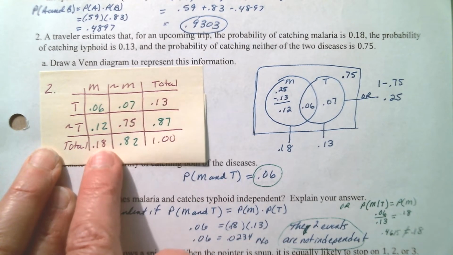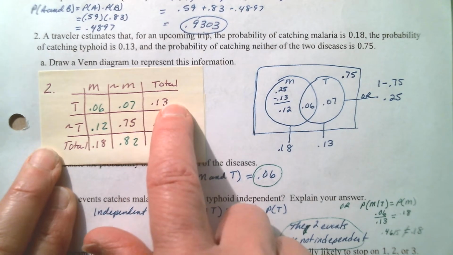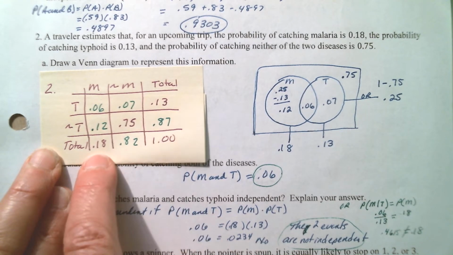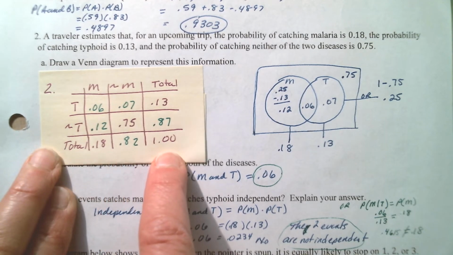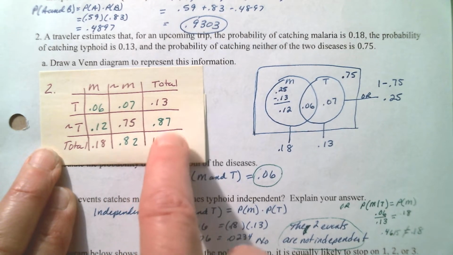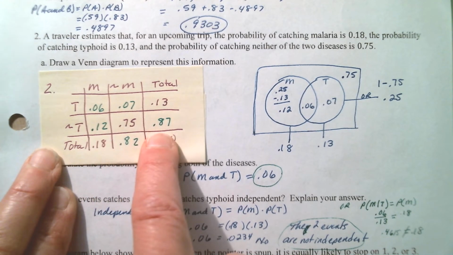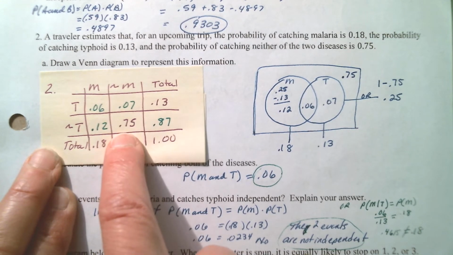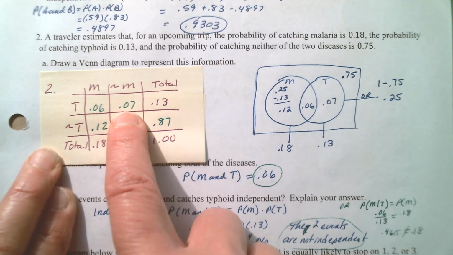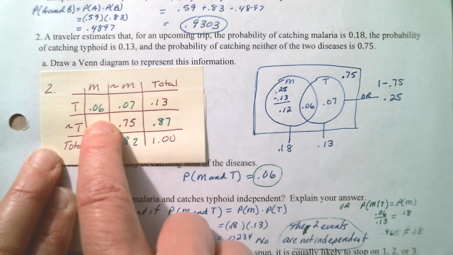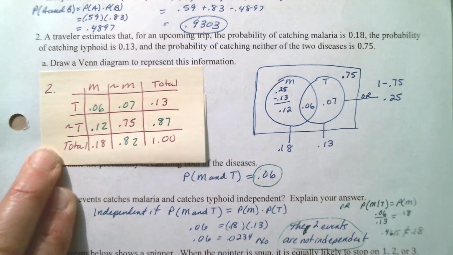So the purple is everything that we know, and then you get the green, right? 0.13 plus 0.87 would bring us to 1.0. 0.18 plus 0.82 would bring us to 1. We've got the 0.87, so then 0.12 plus the 0.75 would get us 0.87. And we've got the 0.82 and the 0.75. So 0.75 plus the 0.07 would bring us to 0.82. And then 0.06 plus our 0.07 gets us to 0.13.